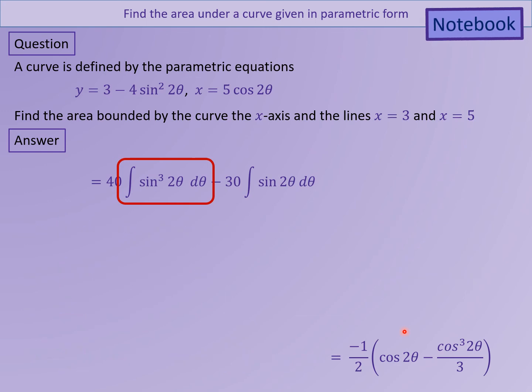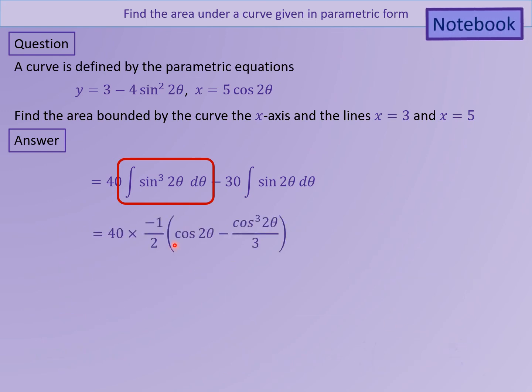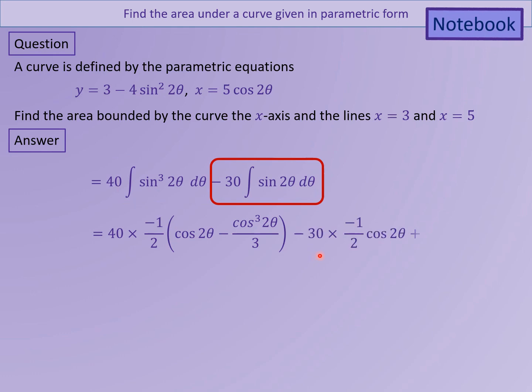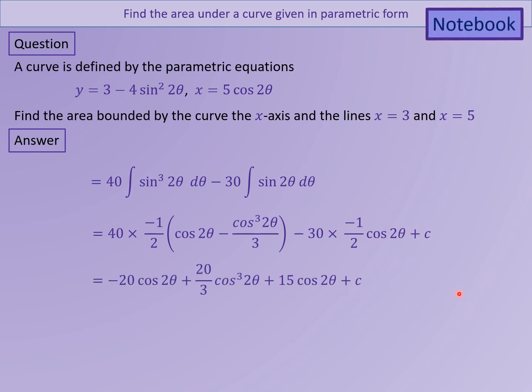And now that I've got that, I can rewrite my equation. I can write my full equation. So I've substituted in that bit of the integration. This part here is going to go to minus 30 lots of minus a half cos 2 theta plus c. And I can neaten this all up. Yes, it's quite big. It's got a lot of work in there. But you've finally got all that integration.